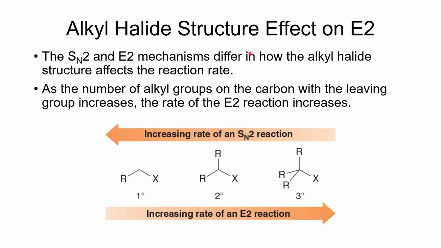Remember, for SN2, what determined it was how much steric hindrance occurred at that carbon. But for E2, there is something different that's going on. And so we'll find that the more substituted the alkyl halide is, the faster the reaction will go. I'll show you why that is here in just a few minutes. Actually, we can look at this right now.